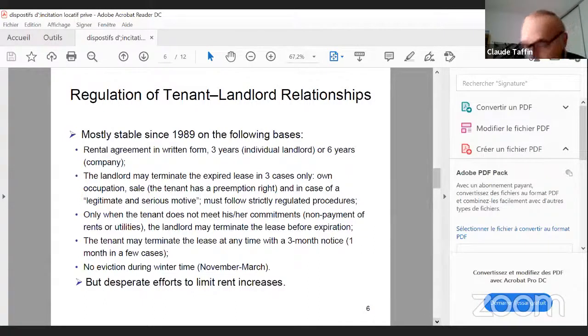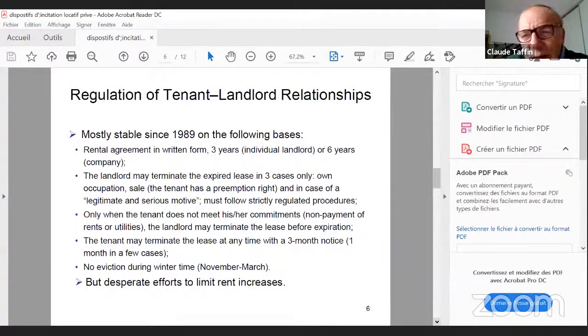On the contrary, the tenant is more or less free to terminate the lease with just a 1 or 3 month notice. A French oddity, I think it's rather special, is that no eviction is permitted during winter time from November to March, because unlike India, France is rather cold at this time of the year.